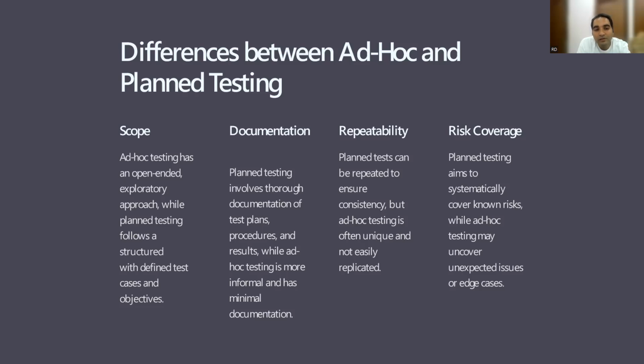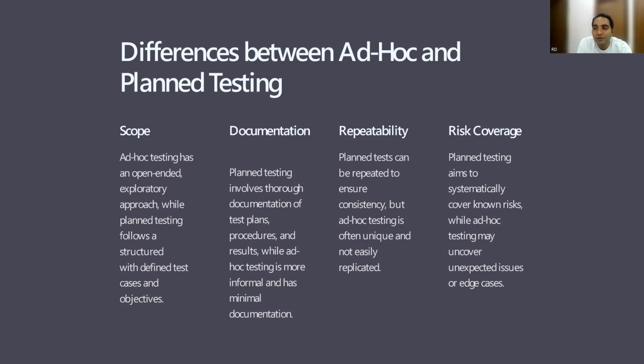In case of planned testing, you have some test cases written and some test objectives, and only then would you go further. Documentation: planned testing involves documentation. You'll be creating test plans and test cases, while ad hoc testing is more informal with minimal documentation. Repeatability: planned tests can be repeated to ensure consistency. Ad hoc testing is unique.